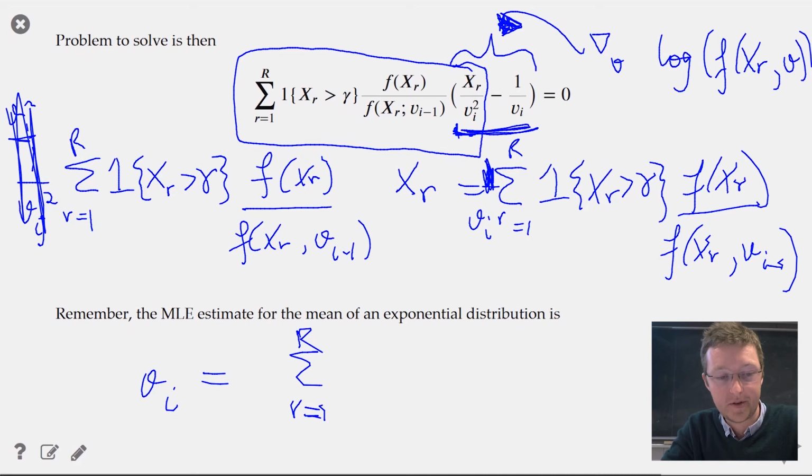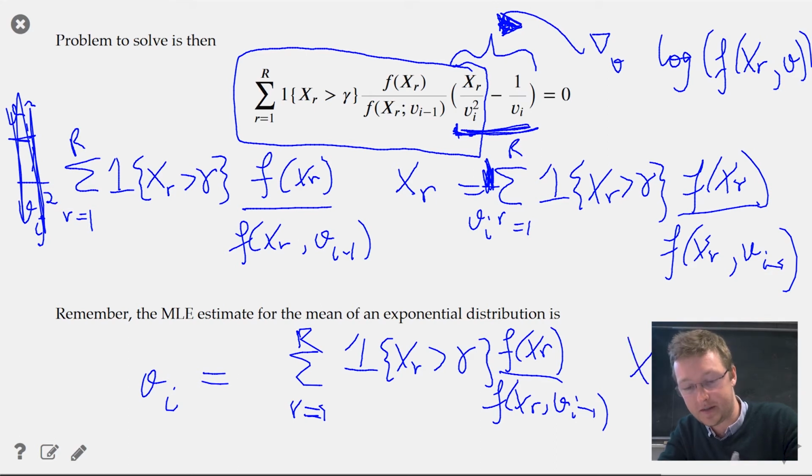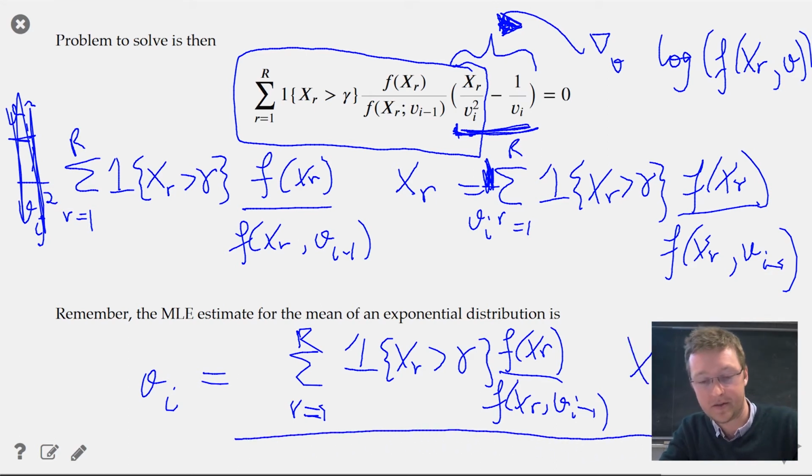So sum over the indicator x_r is greater than gamma, this likelihood ratio, multiplied by x_r. That whole thing divided by the same thing without the x_r. Whew. So that probably looks absolutely disgusting to you.